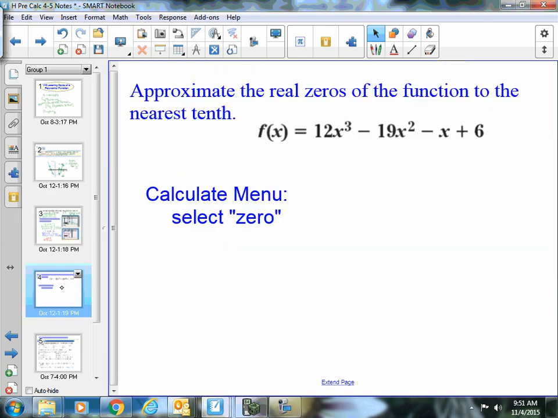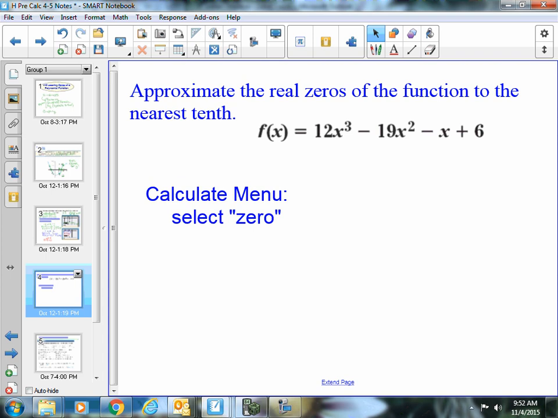So let's take a look at this last one. It says approximate the real zeros of the function to the nearest tenth. When you look at this function, think about it from our perspective of the first part of the chapter. It's degree 3, 3 real solutions maybe, 1 real, 2 imaginary. Not a great candidate for factoring by grouping, right? Doesn't group.